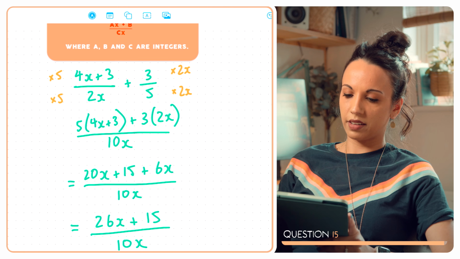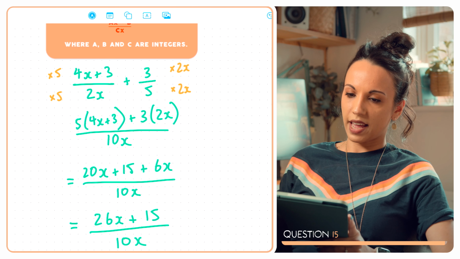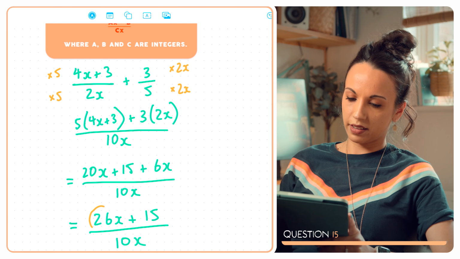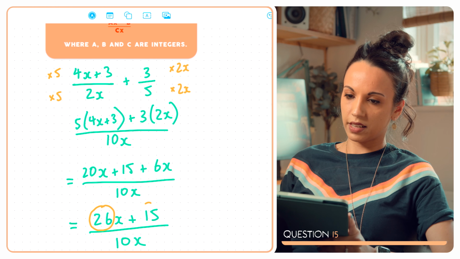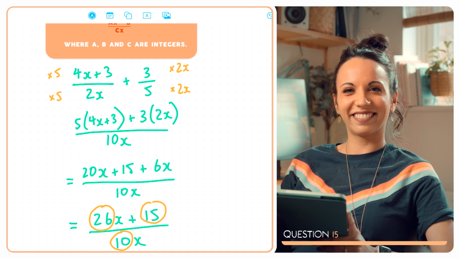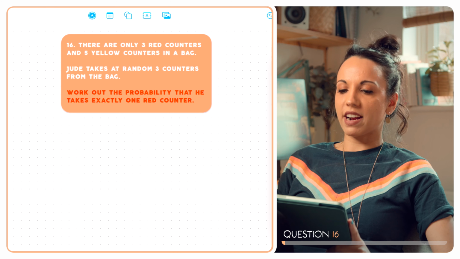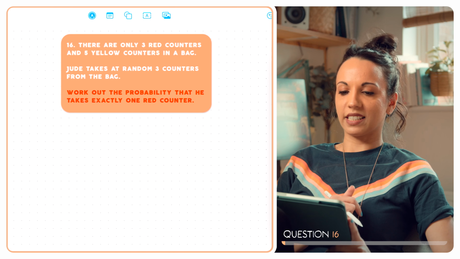And there we have it. That's in the form of ax plus b over cx, with a being 26, b being 15, and c being 10. Okay, question 16. There are only 3 red counters and 5 yellow counters in a bag.